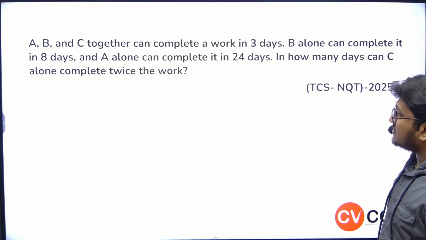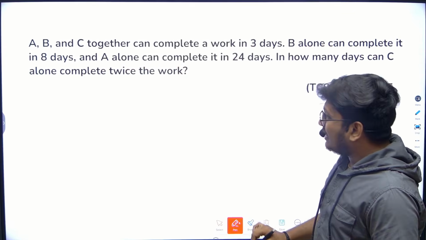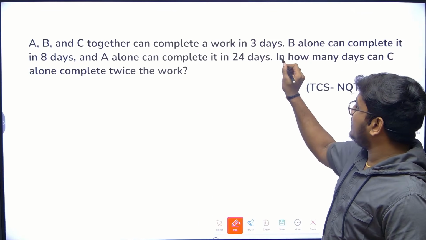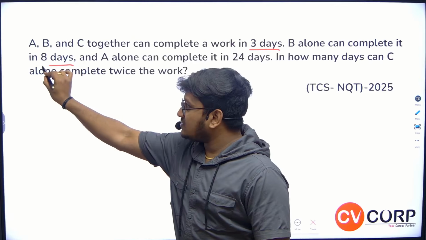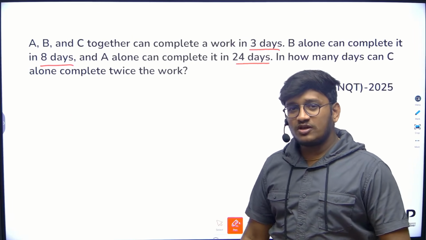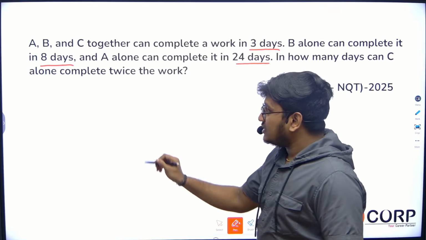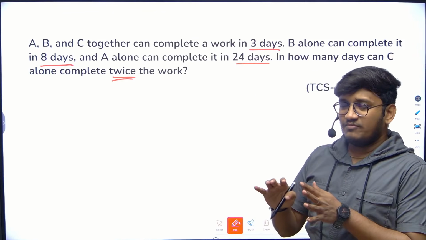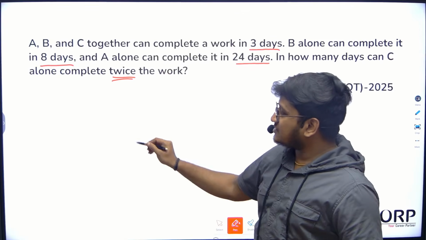Okay, next question, from time and work. Let's say A, B, C together can complete a work in 3 days. B alone can complete the work in 8 days. A alone can complete the work in 24 days. Now the question is, in how many days can C alone complete twice the work? Here we solved an almost similar pattern of questions, but not exactly the same. But let's try to solve it now.